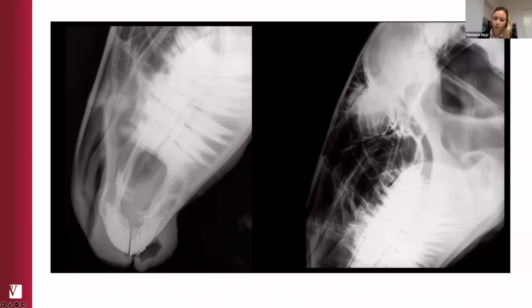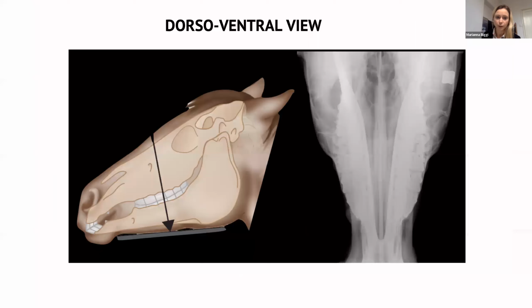To be honest, the lateral view per se is one of those views that I don't find very useful to evaluate dental pathology, but it is quite useful for sinus changes. So if you have nasal discharge, then it's useful to include it. But if you don't have nasal discharge, perhaps it's one of those views that is not necessary.